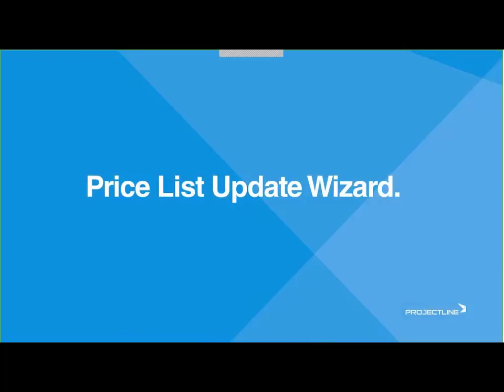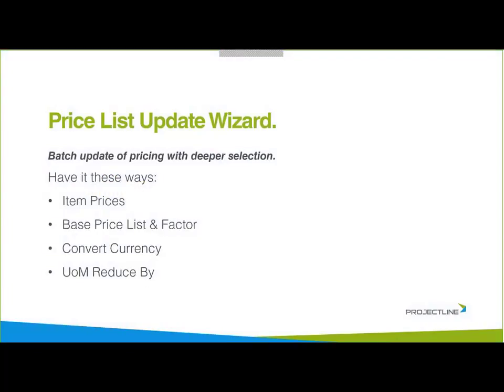So now we're going to take a look at the price list update wizard. The price list update wizard allows us to do a similar thing. It allows us to affect large batch wholesale changes to price lists, but with a deeper selection criteria. And we can use the wizard in 4 significant ways. We'll describe these one by one right now, and we'll follow the first 2 examples through in the system this morning.